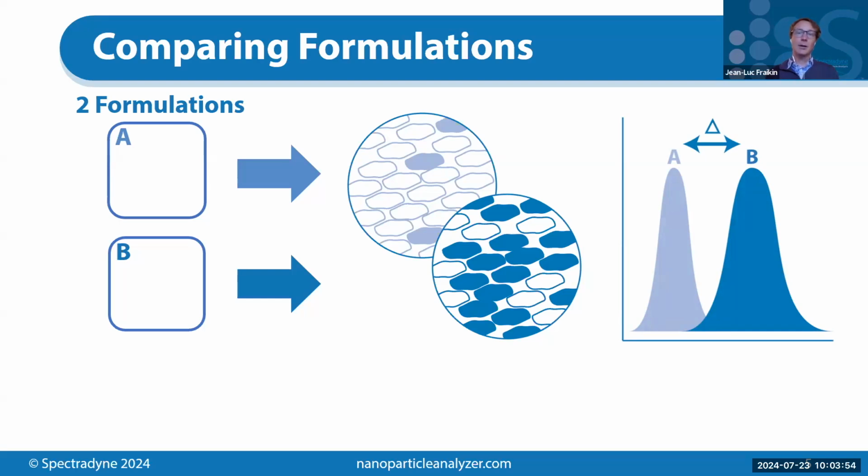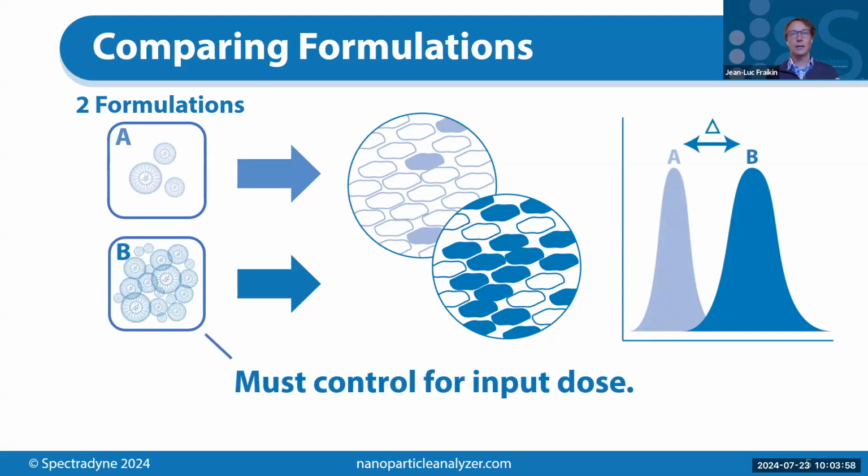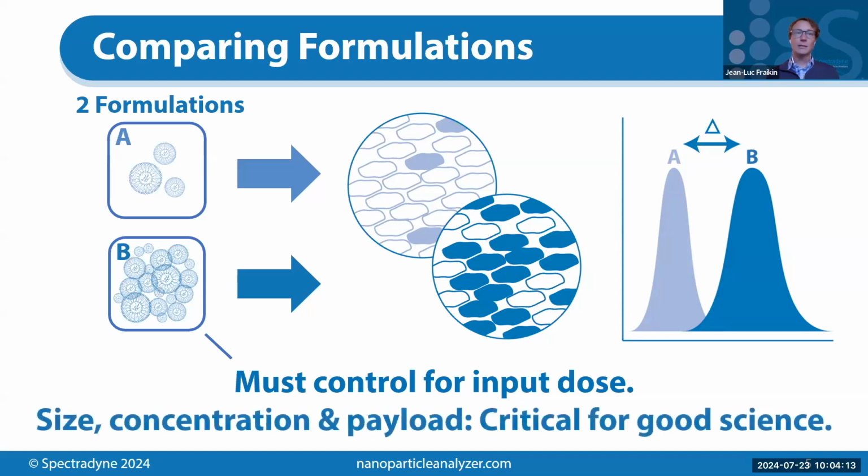In this experiment, though, you would never, ever consider doing this without first controlling for the input, the dose of the material applied to the test system, right? If you put in 10 times as much of formulation B as formulation A, it's natural that you're going to expect a different outcome from those two formulations, right? So measuring the size, concentration, of payload, which are all related to dose, right, is really just critical for doing basic good science.